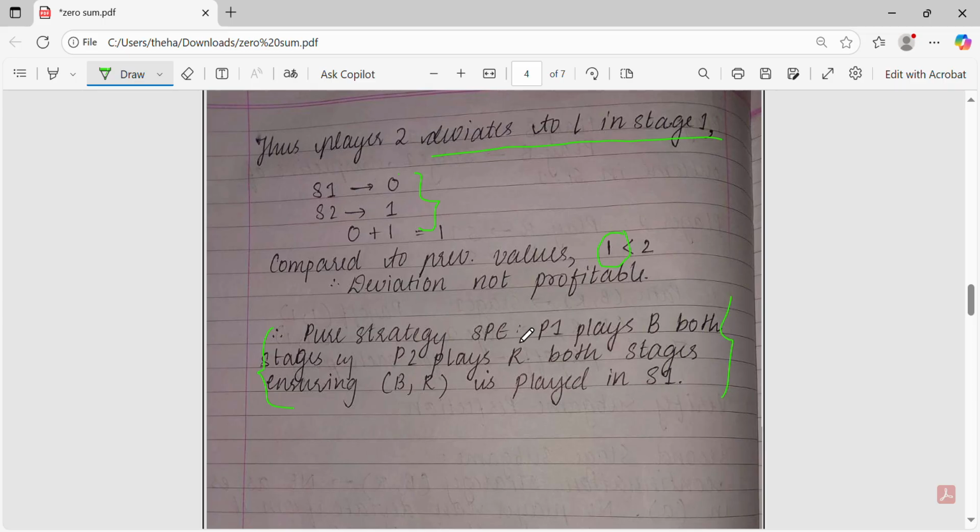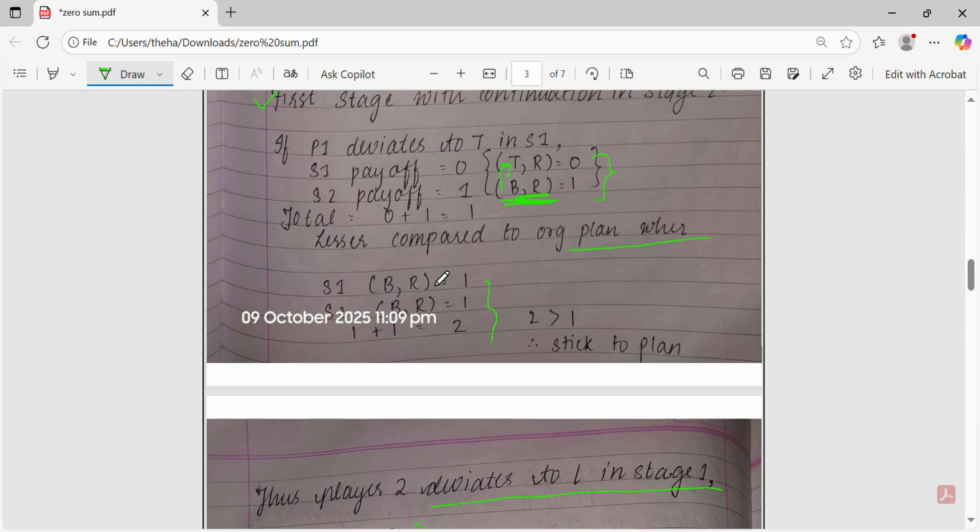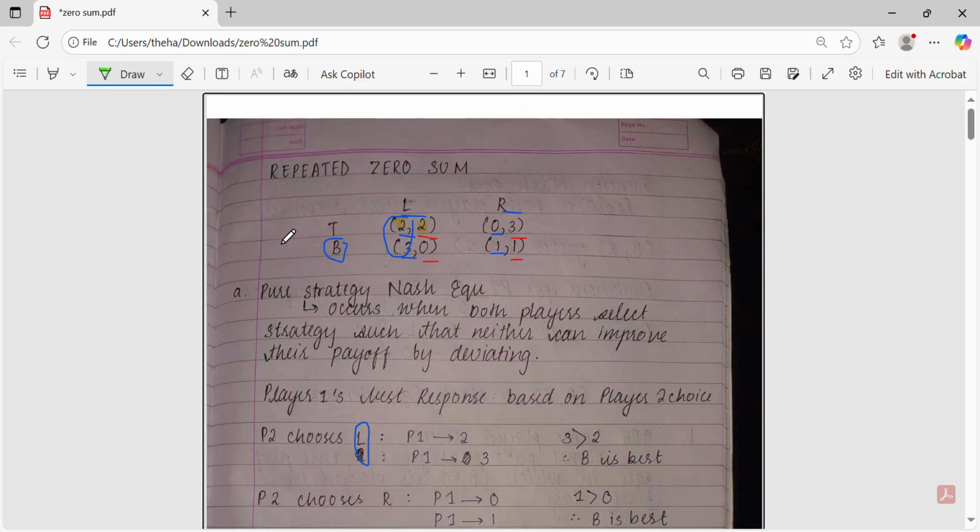Pure strategy SPE: P1 plays B in both stages and P2 plays R in both stages, ensuring that B comma R is played in S1. So we have ensured that B comma R was played in the stage that it was required. How? By this entire solution. So this was a repeated zero sum game.